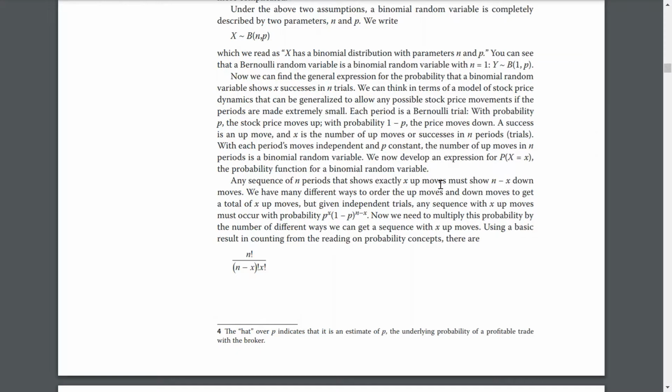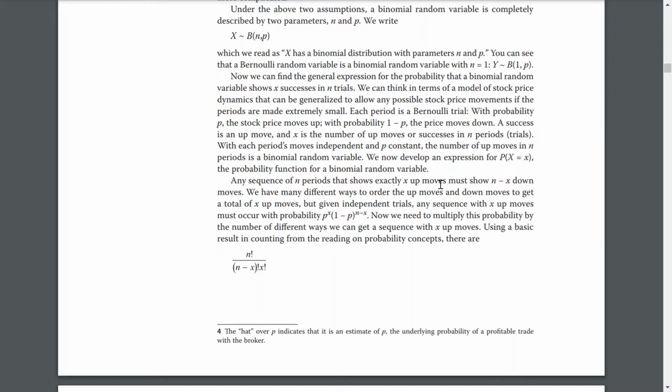We could see that a Bernoulli random variable is a binomial random variable with n equals 1, where Y is distributed binomially with 1 and p. Now we can find the general expression for the probability of a binomial random variable showing x successes in n trials. We could think in terms of a model of stock price dynamics that can be generalized to allow any possible stock price movements if the periods are made extremely small.